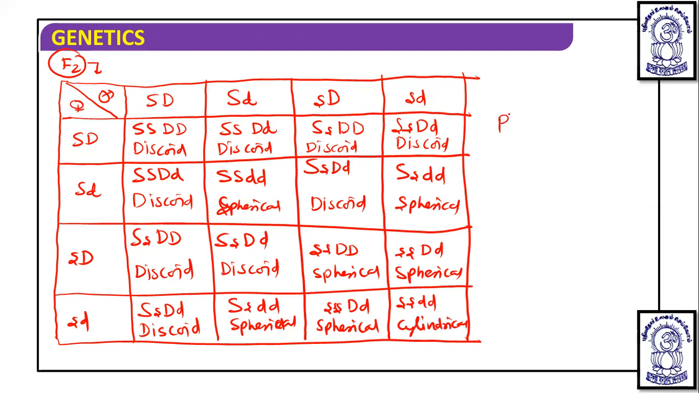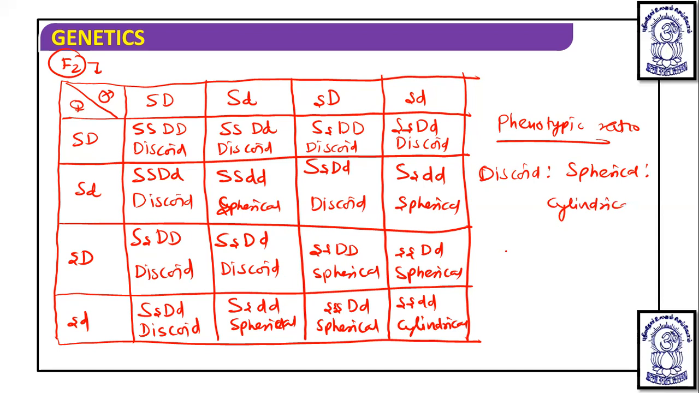So if we talk about the phenotypic ratio of this, discoid, spherical, cylindrical, then 9 are discoid, 6 are spherical and 1 is cylindrical. So 9 is to 6 is to 1 is the phenotypic ratio of the F2 generation in the additive or polymeric gene interaction.